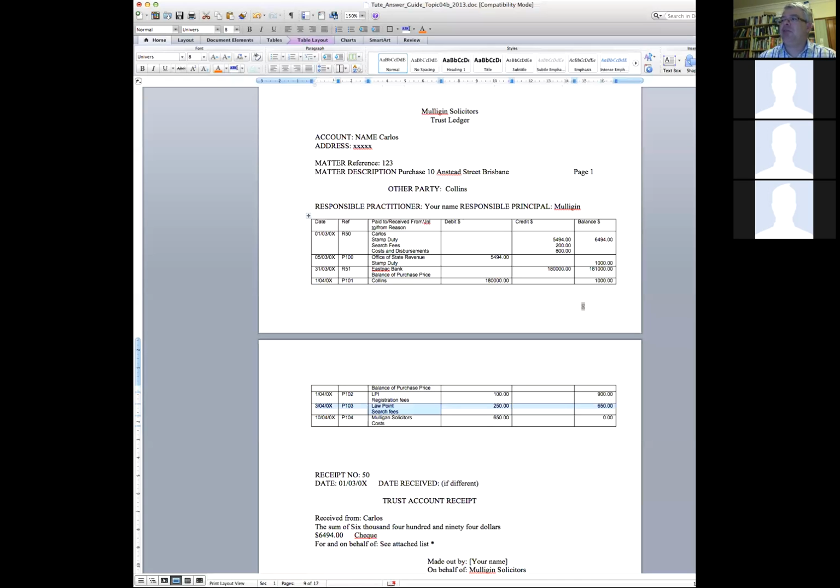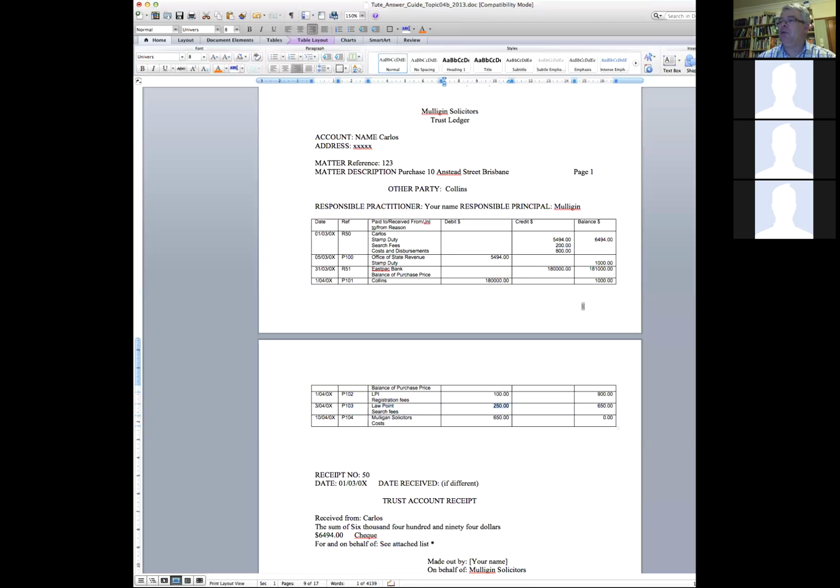Then you've got the balance of the purchase price. So $180,000 comes in as a credit. So that increases the amount that's in the trust ledger available for distribution. You then distribute it. You then got these payments that you make in relation to registration fees and search fees. You can see there that the search fees were originally anticipated as being $200, but in fact they turned out to be $250. So that counts for $50 that had to be paid from costs and disbursements.